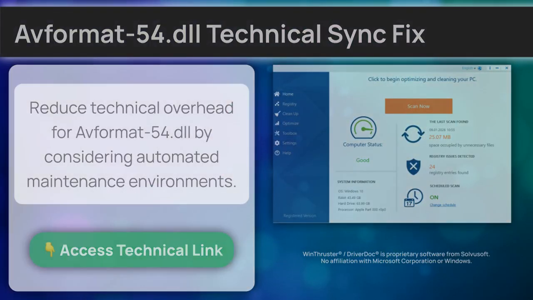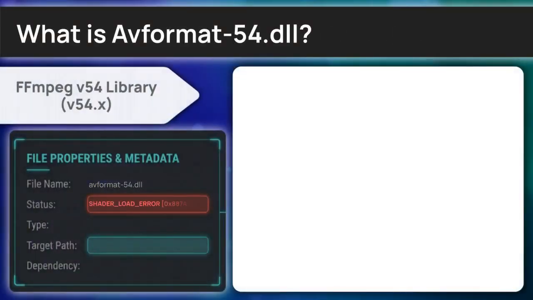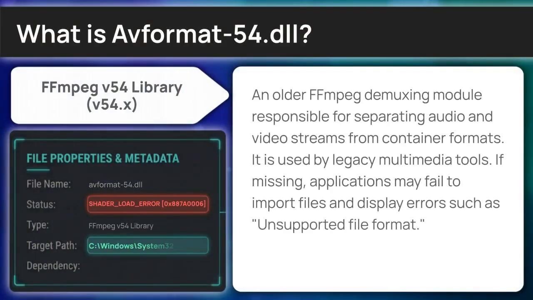This is the audio-video format 54, an older FFmpeg demuxing module responsible for separating audio and video streams from container formats. It is used by legacy multimedia tools. If missing, applications may fail to import files and display errors such as unsupported file format. Now that the technicals are covered, let's run the official installer.